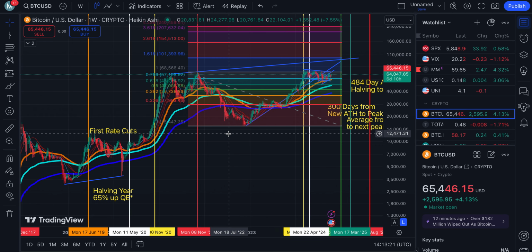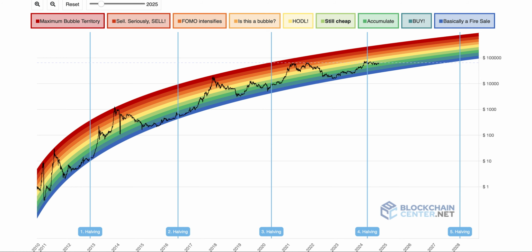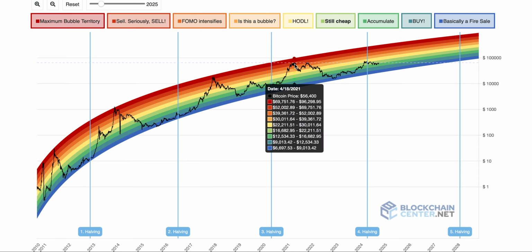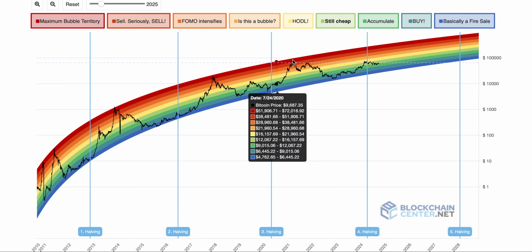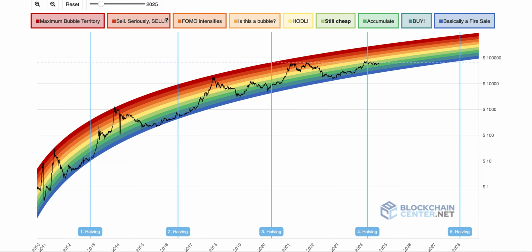Now, another factor to consider with all this is, let's go over to the Bitcoin Rainbow chart. Let's go from the tops. You can see we were above the max bubble territory here. In the next top, 2017, we were in max bubble. In 2021, we were in the upper and the lower end, or I could say the middle and the lower end, of this seriously sell area.